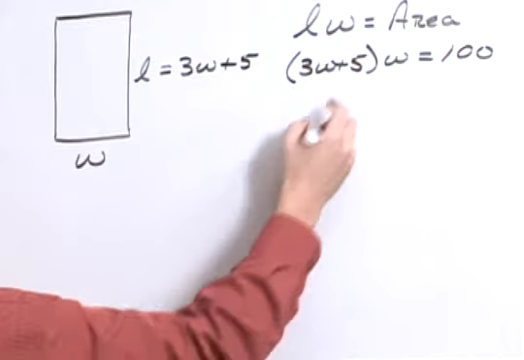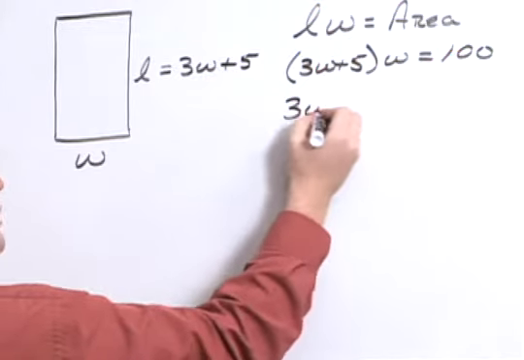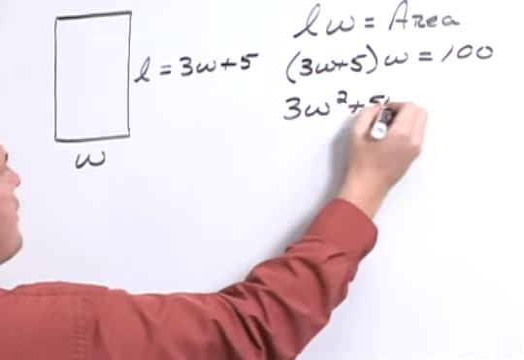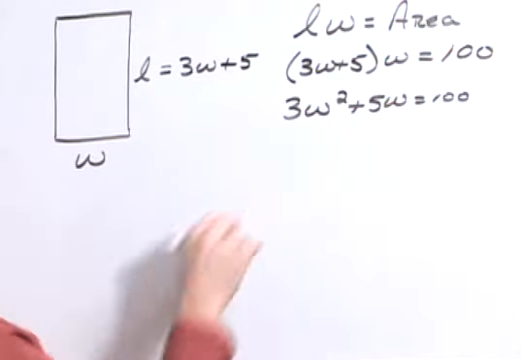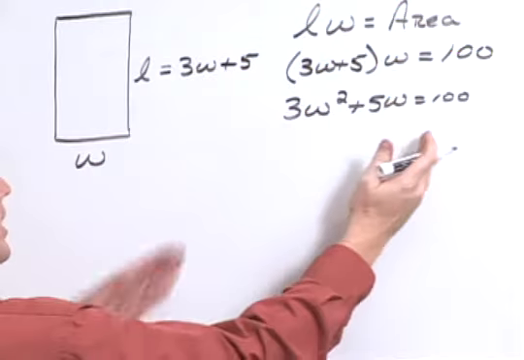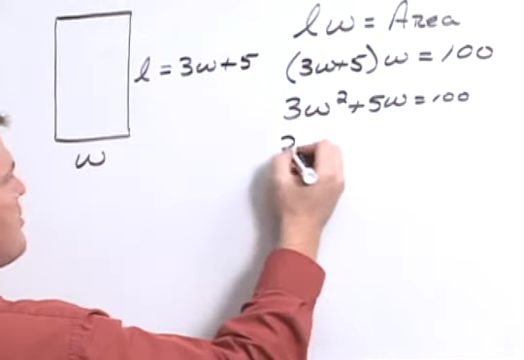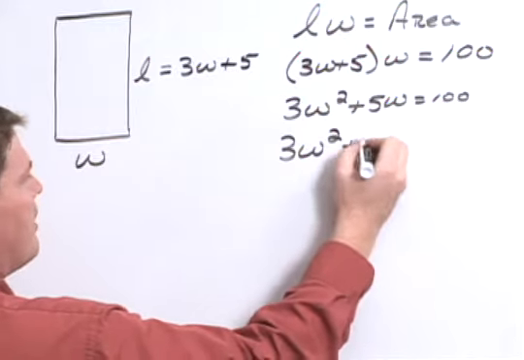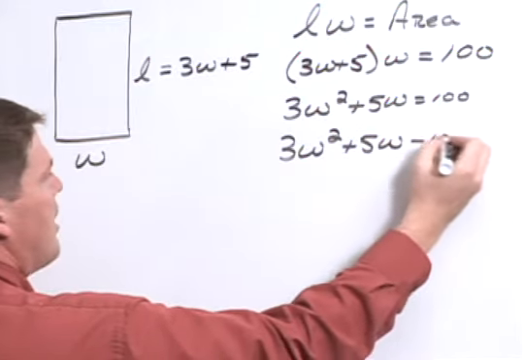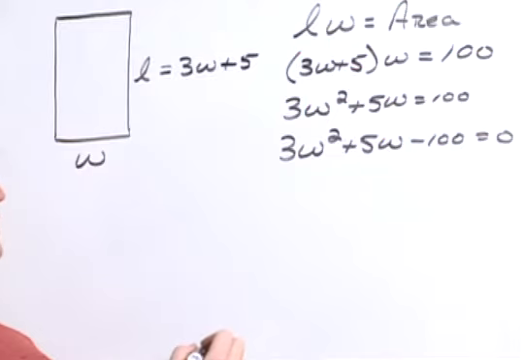Let's first start by distributing the w throughout. 3w squared plus 5w equals 100. And let's move the 100 to the other side so that I end up with a quadratic. Subtracting 100 from both sides, 3w squared plus 5w minus 100 equals 0.